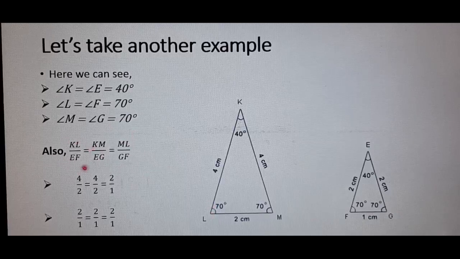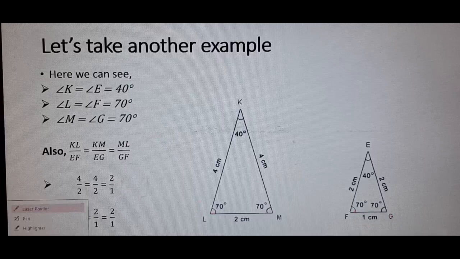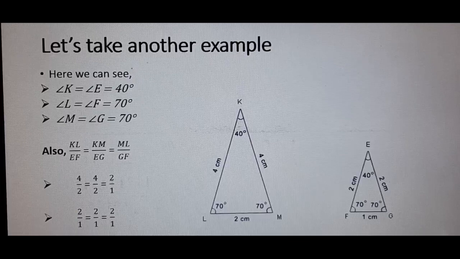Then I will just fill in the values. KL is 4 cm, EF is 2 cm. KL upon EF, I have just filled the values, 4 by 2. KM is 4 cm, and EG 2 cm, 4 by 2. ML is 2 cm, and GF is 1 cm. So I have just filled the values, and now we have to simplify it.